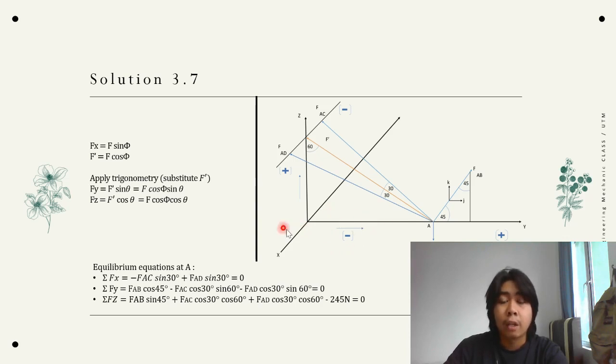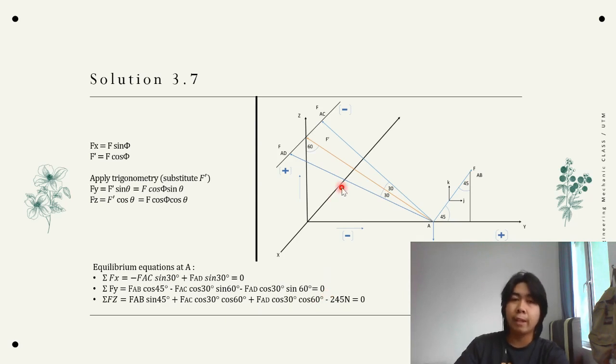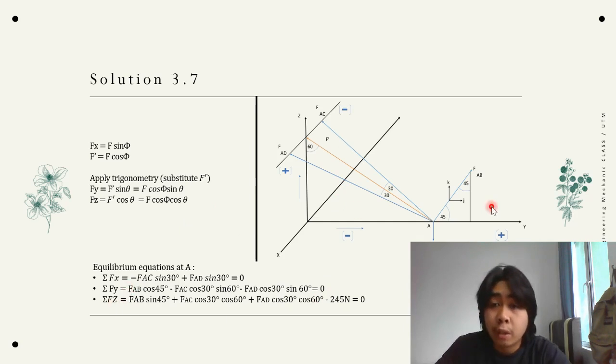y-axis. Now, for force FAD, it is the same, since both of them have the same angles, 30 degrees, 30 degrees. Both of them apply. So negative FAC cos 30 degrees sine 60 degrees minus FAD cos 30 degrees sine 60 degrees equals 0.